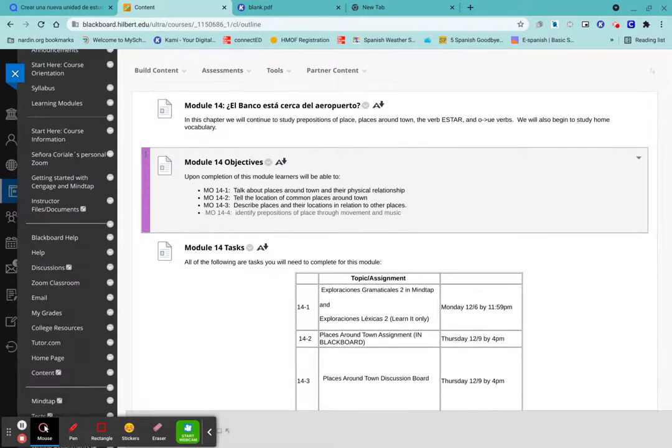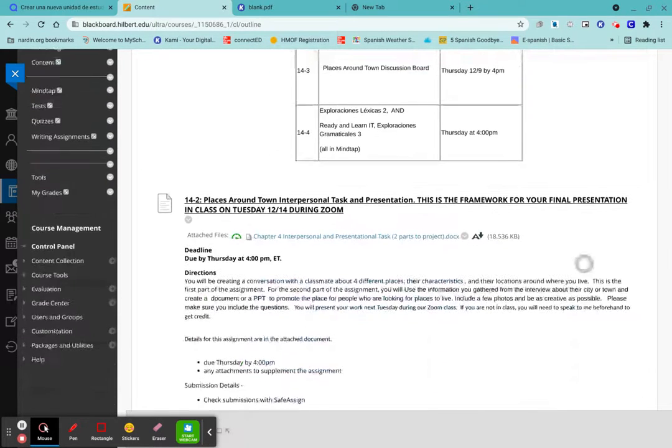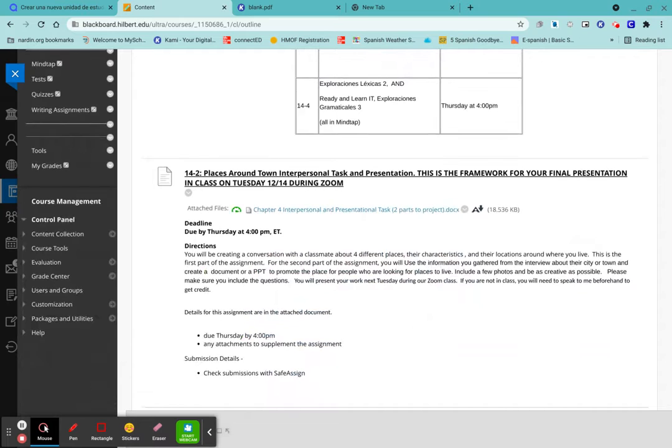So if you look here for Monday, you should complete Gramaticales dos, and that's in MindTap, and also a little bit of Lexicas dos. And that's going to be the prepositions. I just want to give you a heads up that for Thursday next week, so we'll see each other in Zoom on Tuesday before this, you do have this places around town activity. So I would look at this because this is the framework for your final presentation.